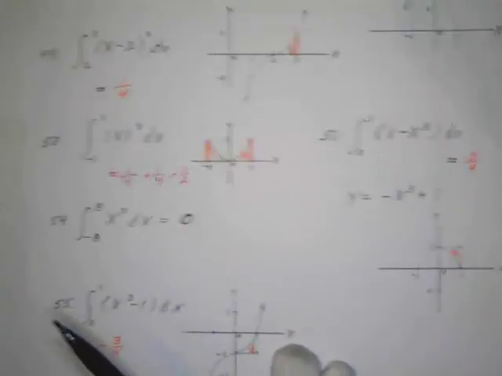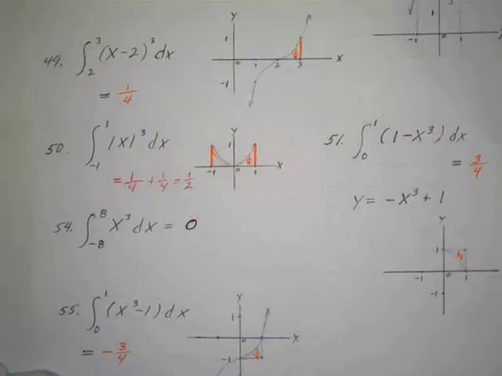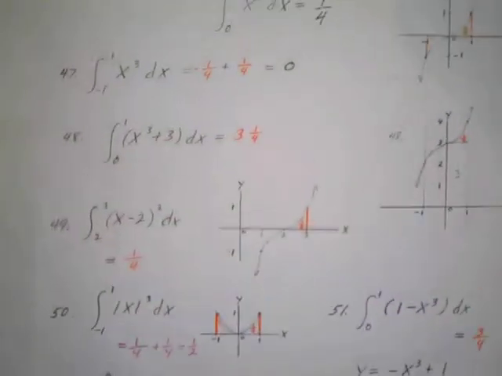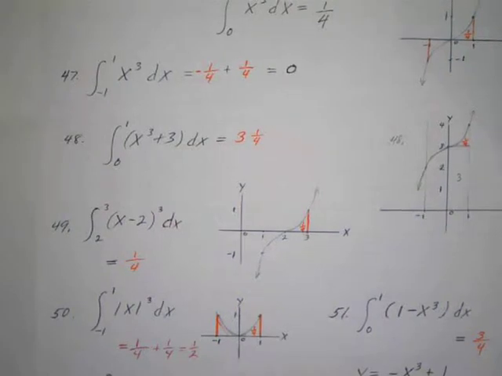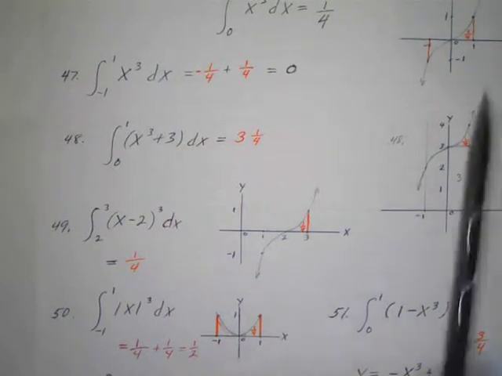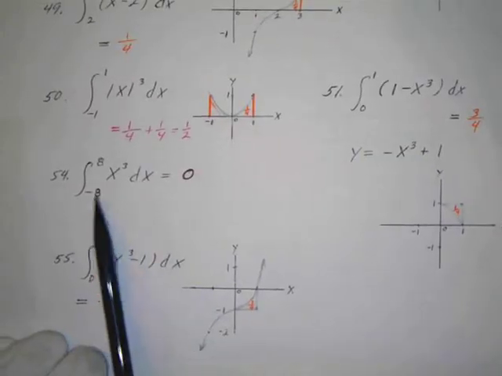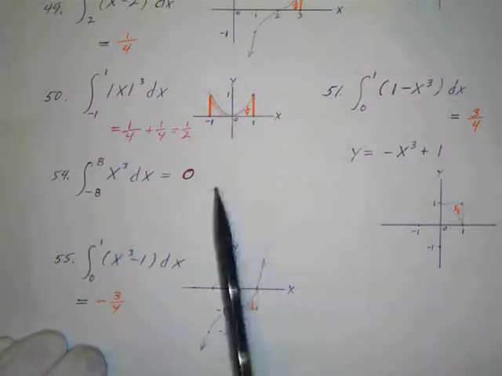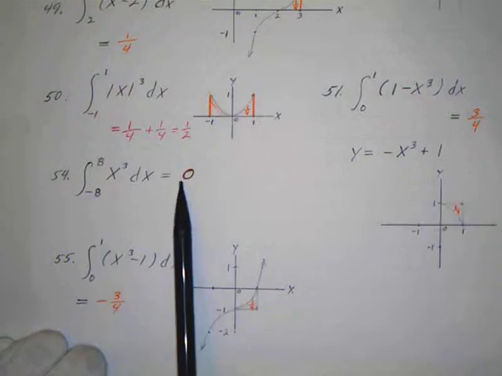All right, number 58. This is kind of intuitive. It's the same idea kind of as we had in number 47. Okay, in 47, we're going from left to right, and we know it's symmetrical to the origin, so we have the same amount above as below. So this would be the same thing. I'm going from -8 to 8. I have the same amount above the x-axis as below the x-axis. I'm going both directions. So they're going to cancel each other out. So the value of the integral will be 0.